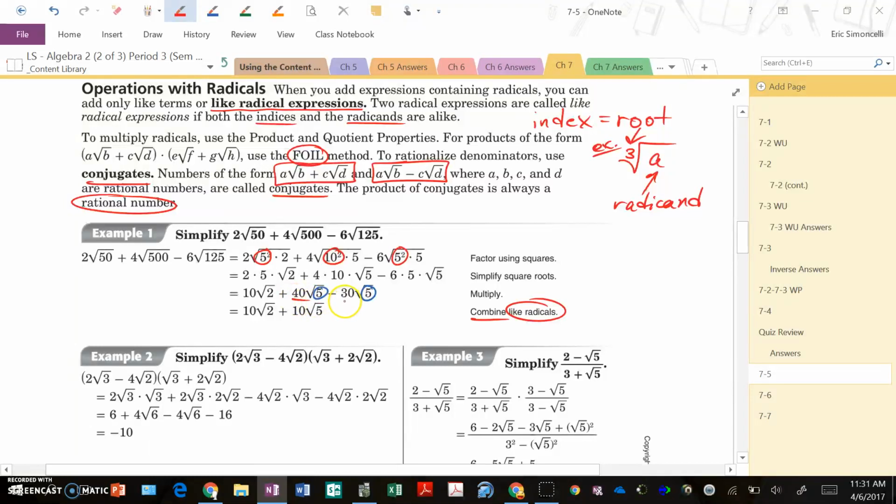The coefficients, I'll call them kind of like 40x minus 30x. You're simply going to take 40 minus 30, and of course that's 10. The root 5 and root 5 is kind of like saying 40x minus 30x. If we did 40x minus 30x in a different context, of course you would say 10x. So the root just stays as is. 10 root 2 is not a like radical to the other, so the final answer is 10 root 2 plus 10 root 5.